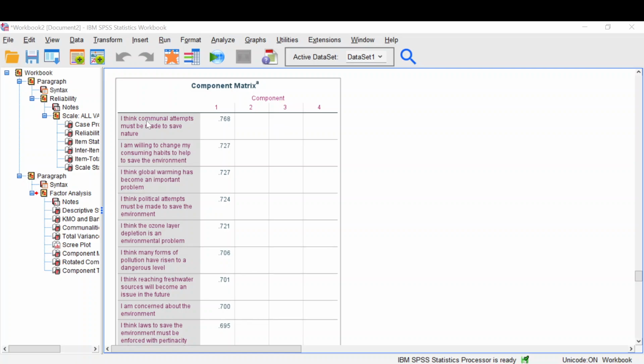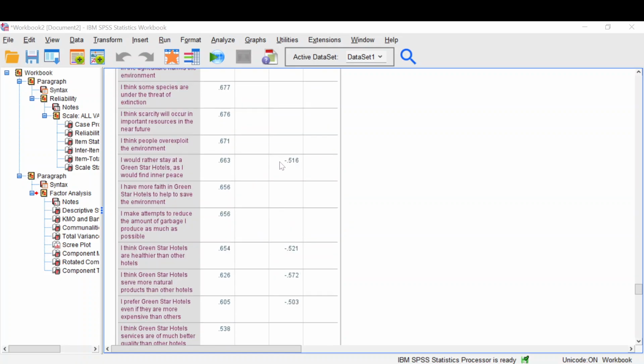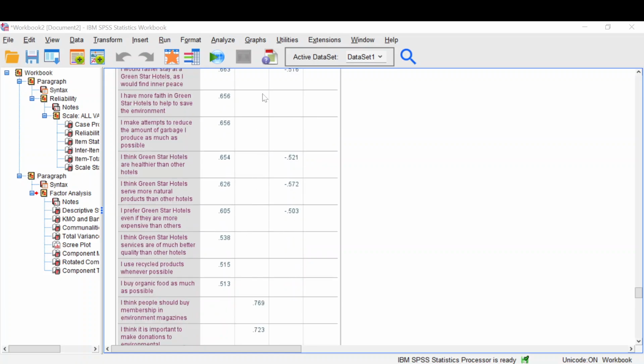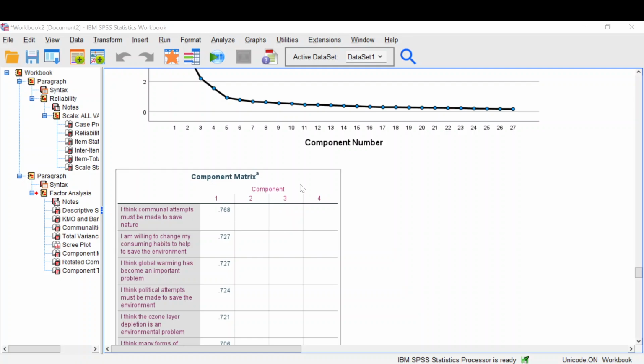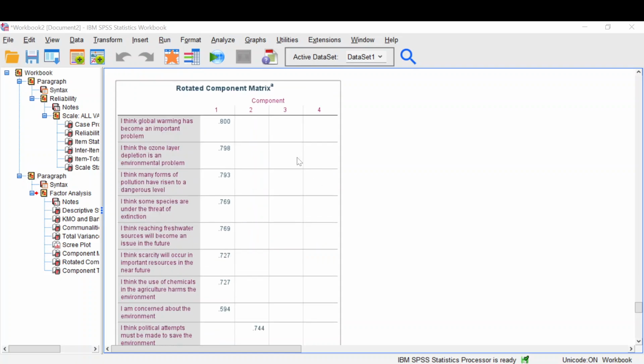So this is saying, for instance, I think communal attempts must be made to save nature very, very clearly fits into this first factor, whatever it may be, okay? But it's hard to interpret this table because you have some negatives here, you have some places with no numbers at all. It's a little hard to interpret this, and that's why we rotate the variables. So by rotating it, we end up with a much nicer looking table, especially since we've organized it by size. So actually, we can see that for this first category, the biggest contributor to it is this one. I think global warming has become an important problem.